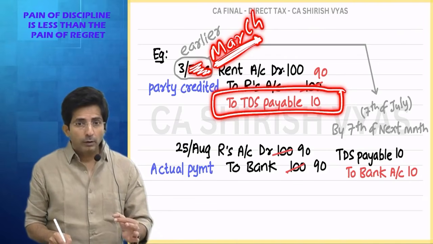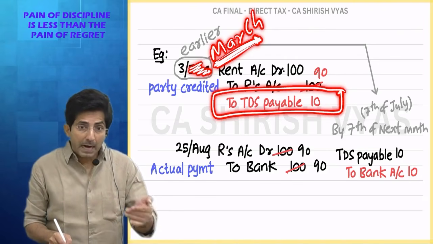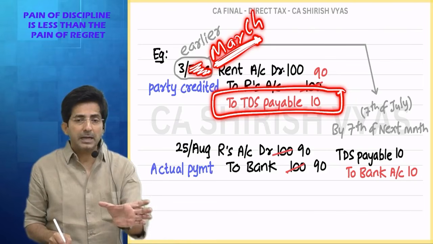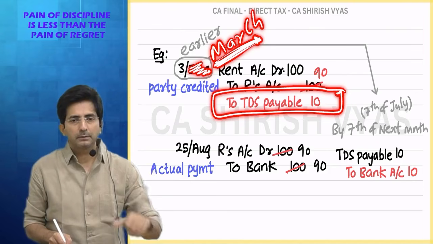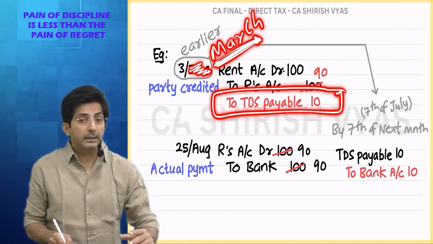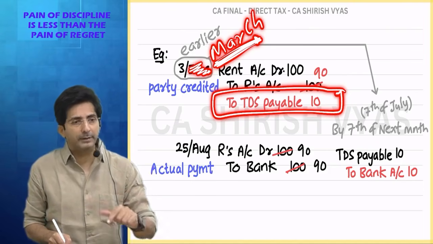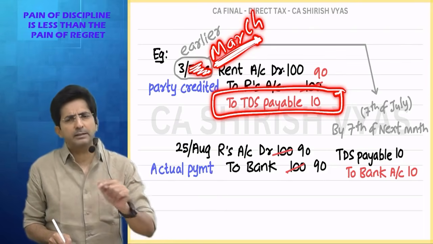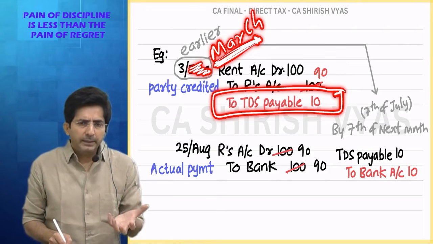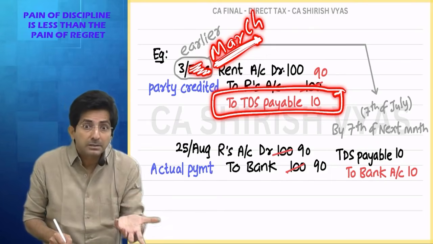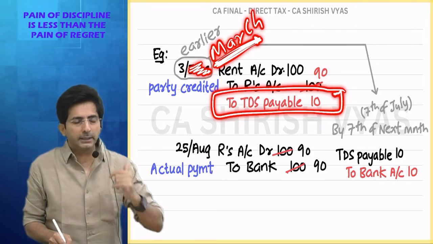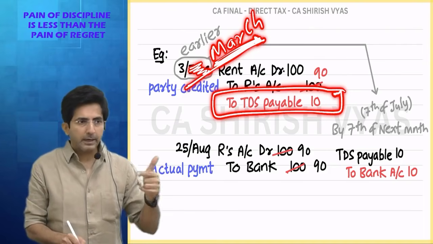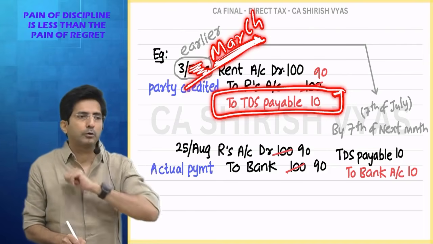But there is a rule. Whenever in the month of March TDS liability has occurred, you have to deposit by 30th of next month. Generally TDS should be deposited by 7th of next month. But if the liability has occurred in the month of March, then you have to deposit by 30th of next month. So what is the next month for March? April. So by 30th April you have to deposit.